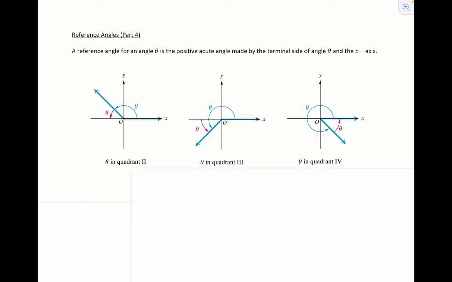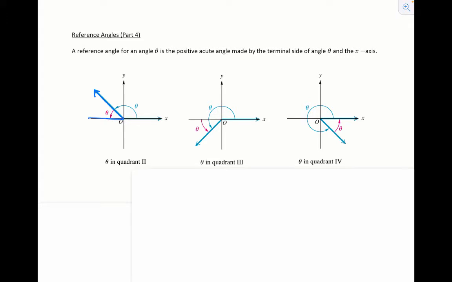Now I want to talk about reference angles. I sort of alluded to them in the last video, but I didn't really call them reference angles. So reference angles are what we use to try and find that smaller angle between our ray here and the x-axis.